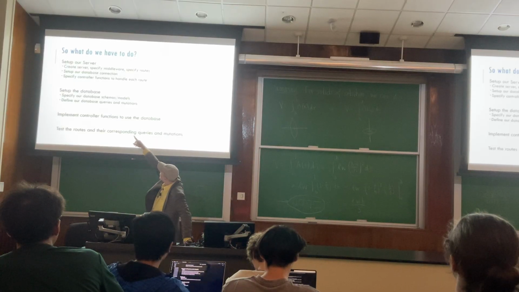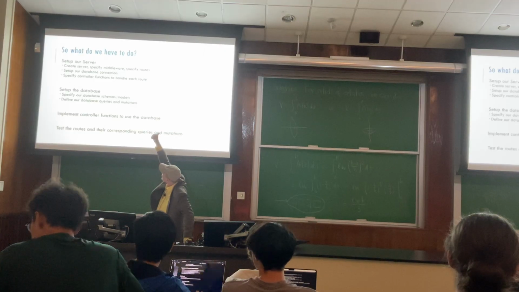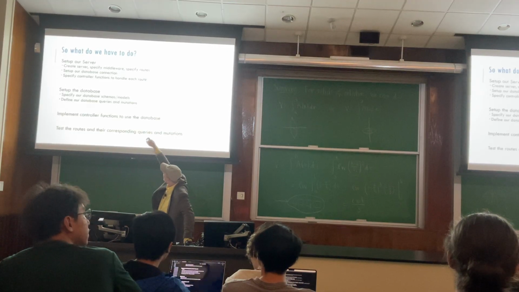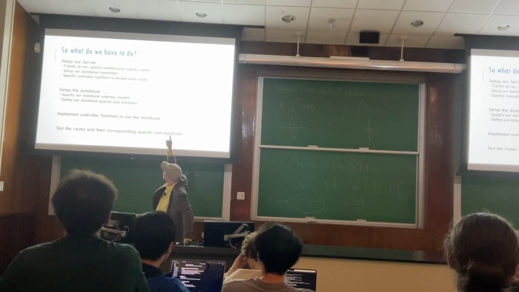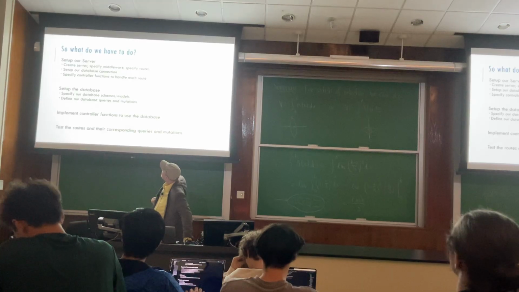Okay, so first of all, we need to set up our server. Again, create the server. That means make the express object. Specify all the middleware. That means all of the use functions. All of those use is at the top. And then the one right there we haven't really talked about yet is specify the routes.